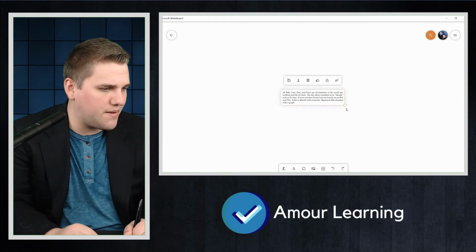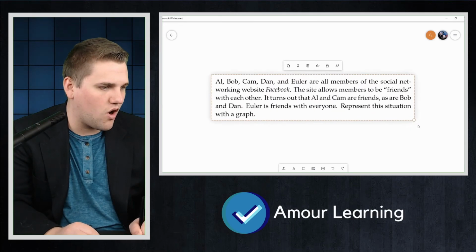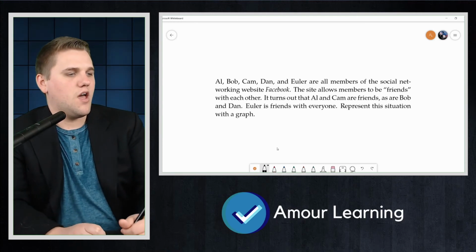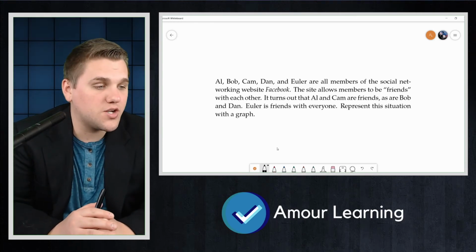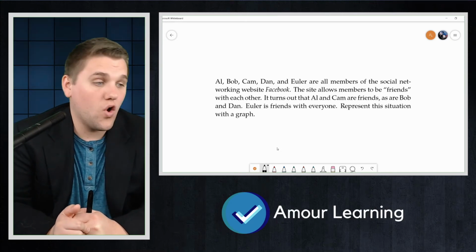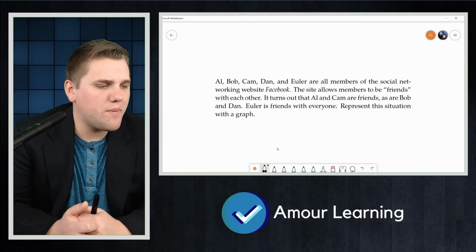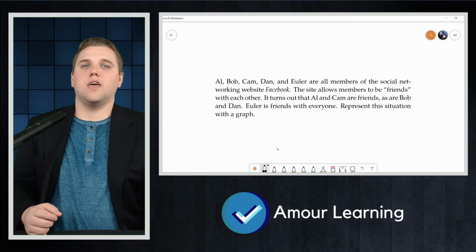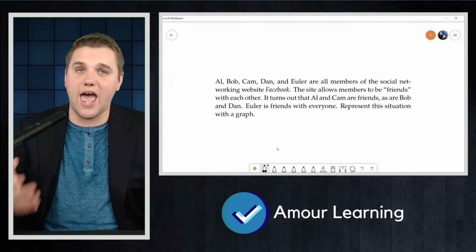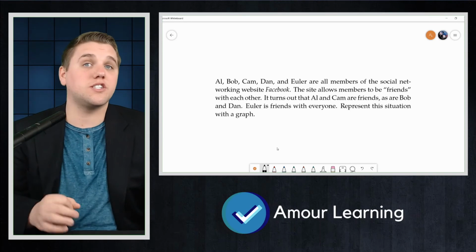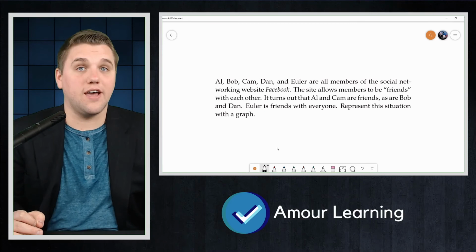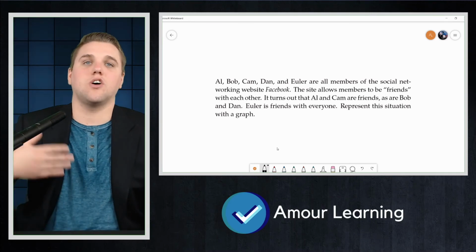So Al, Bob, Cam, Dan and Euler are all members of the social networking website Facebook. The site allows members to be friends with each other. It turns out that Al and Cam are friends, as are Bob and Dan. Euler is friends with everyone. Represent this situation with a graph. Now each person will be represented by a vertex, and each friendship will be represented by an edge. That is, 2 vertices will be adjacent, there will be an edge between them, if and only if the people represented by those vertices are friends.